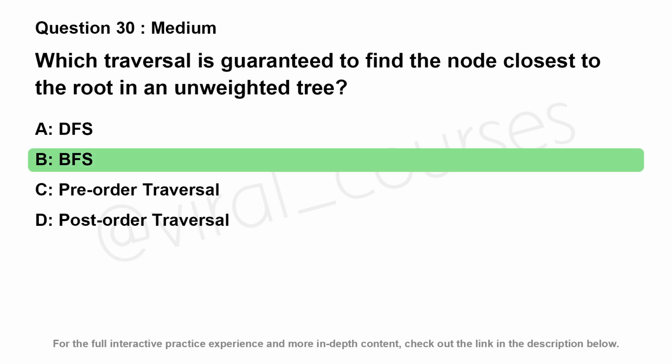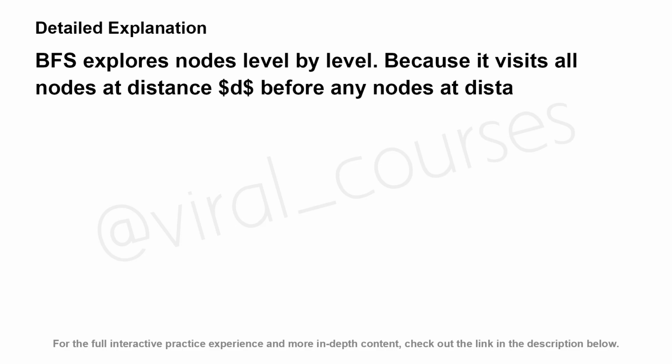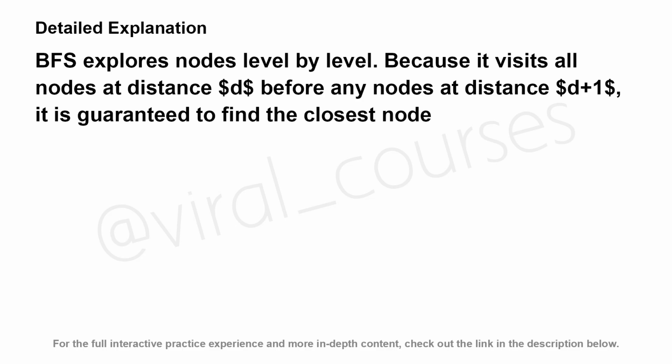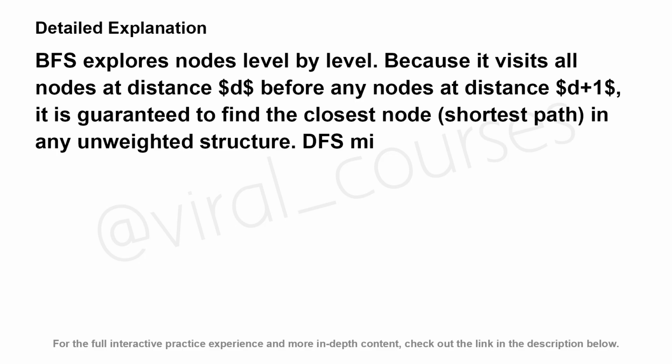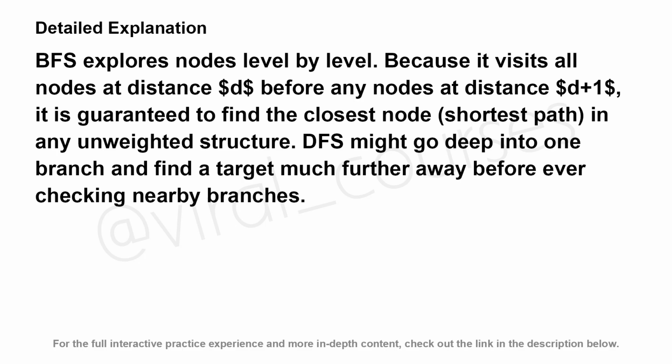The correct answer is B. BFS explores nodes level by level, because it visits all nodes at distance d before any nodes at distance d plus 1. It is guaranteed to find the closest node, the shortest path, in any unweighted structure. DFS might go deep into one branch and find a target much further away before ever checking nearby branches.